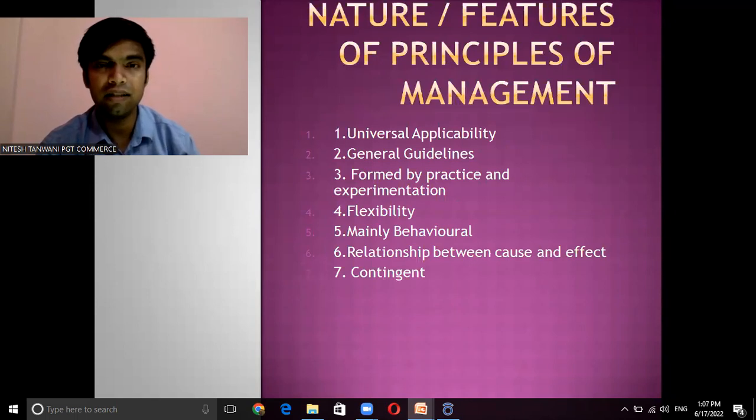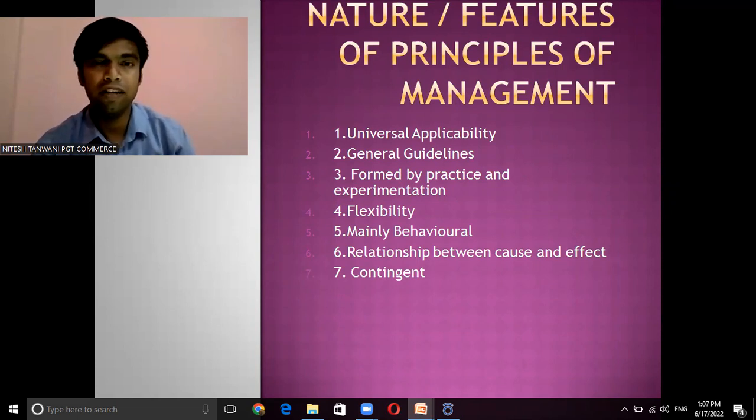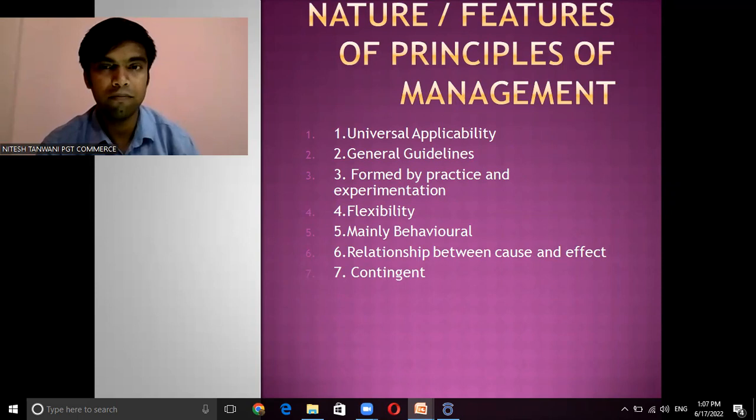Nature, features of principles of management. What are the nature or features of principles of management? First, principles of general management. This is about Henry Fayol. So, the features of principles of management are: first feature is universal applicability. Universal applicability means these principles can be applied everywhere in the world. Second, general guidelines. These are not rules, these are guidelines which guide the manager how to make decisions and for the behavior of the manager.